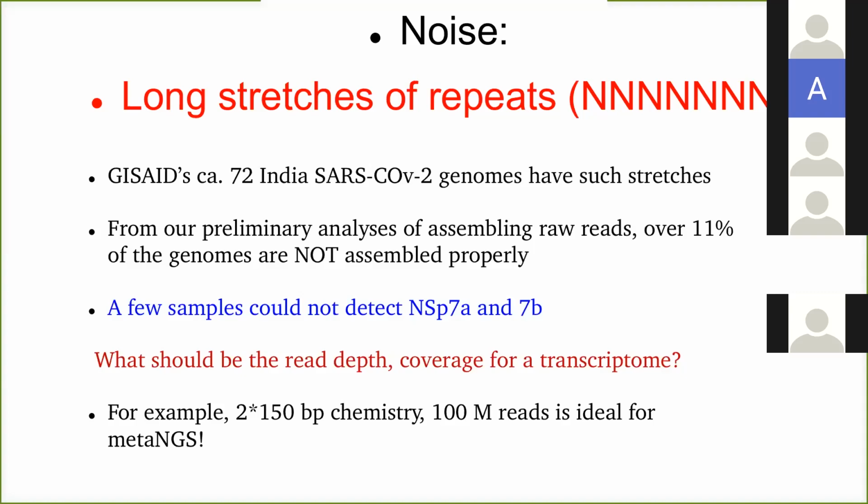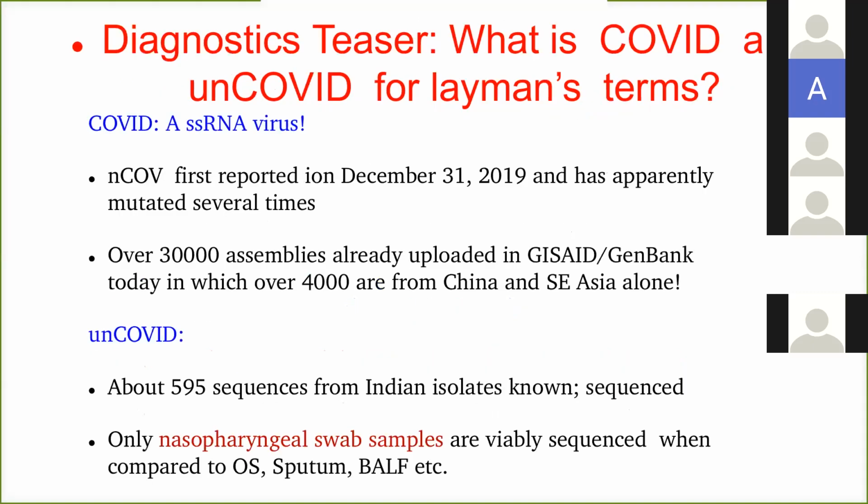So for a sequencing chemistry of 2x150 base pair chemistry, an ideal depth for metagenomic next generation sequencing could be 100 million reads. But if you're really looking for the comorbidities, which means for the samples, you may really want to check if those particular samples have any other diseases like diabetes, hypertension, and other stuff. Maybe you could even come down to about 5 million reads as long as you check the comorbidity list.